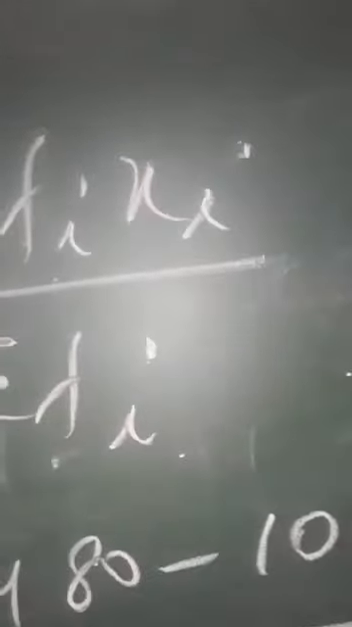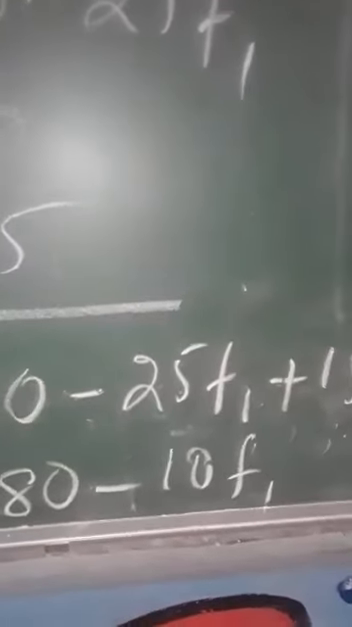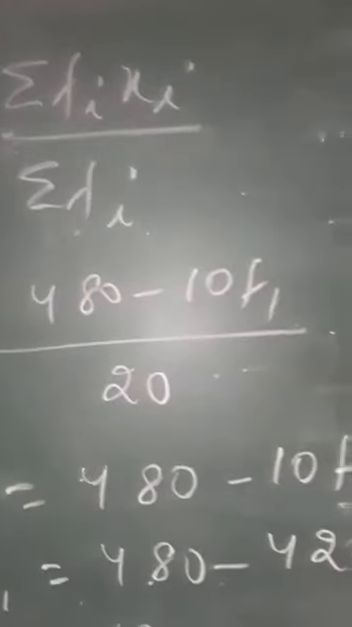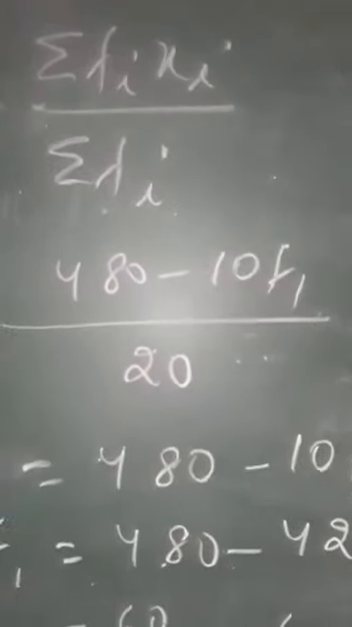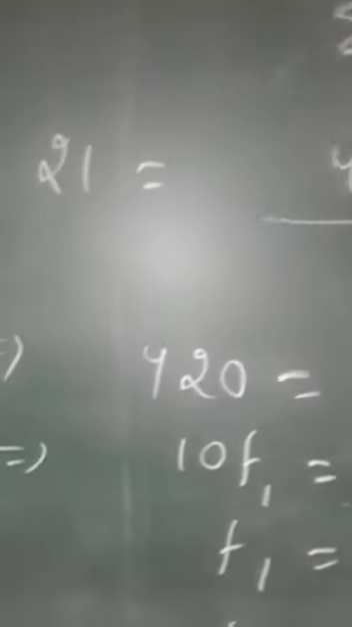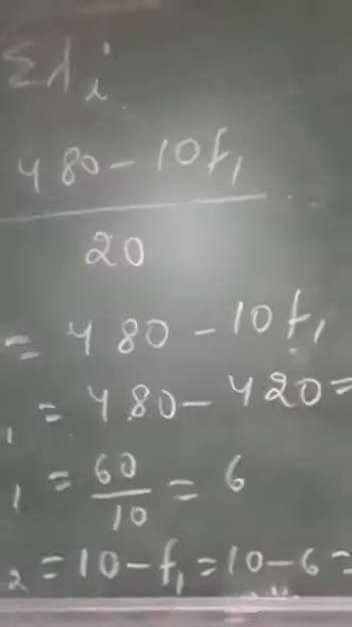Now we know the formula for finding the mean: x bar is equal to summation fi xi divided by summation fi. The value of summation fi xi which we have obtained is 480 minus 10 f1. Now 21 is the value of the mean, 480 minus 10 f1 is the value of summation fi xi, and summation fi is given as 20. Now we will solve it. We will do the cross multiplication with 21 and 20. We get 420, which is equal to 480 minus 10 f1.